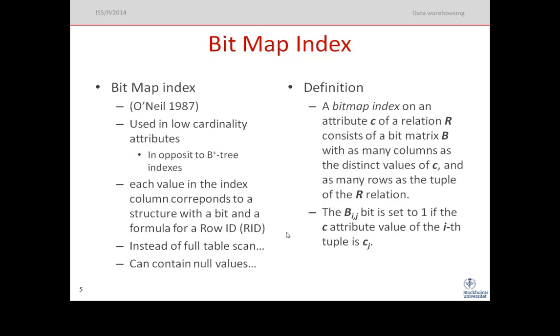Another indexing technique very commonly used in data warehousing is called bitmap indexing. So bitmap indexing came from the late 80s. It was invented by O'Neil, and this is used in low cardinality attributes, as opposed to B+ tree indexes. So with B+ tree indexes, if you think for instance of a primary key, then you have a very high cardinality of the attribute values, because each value needs to be unique. So it will have a new value for each row. So that means that you have a high cardinality of the attributes.